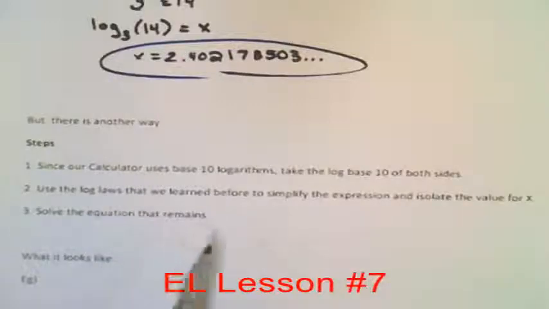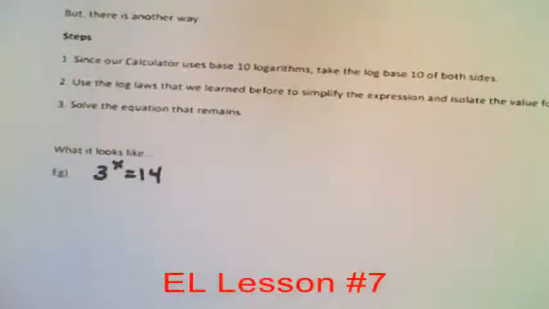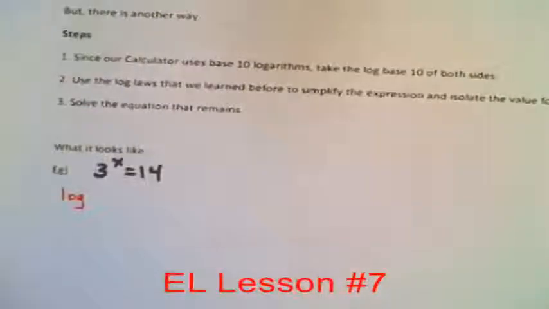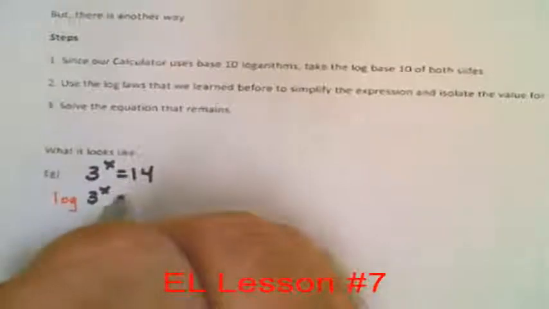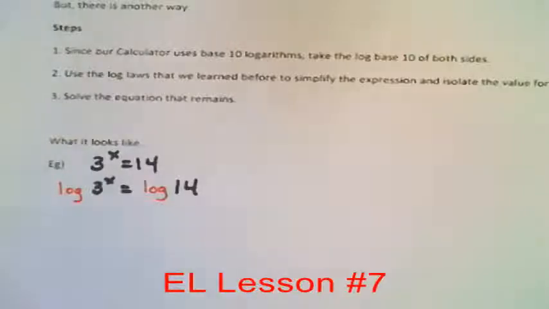Use the log laws that we learned just in the last lesson to simplify and isolate x and solve what's left over. So what this looks like is this: if I have 3 to the power of x equals 14, rather than doing the conversion, I say, well, I can't do anything here, so I'm going to take the log base 10 of both sides. So I'm going to get the log base 10 of 3 to the power of x equals the log base 10 of 14. I just do the log of both sides, and the reason I can do that is whatever I do to one side I have to do to the other. So since I took the log of one side, I'll take the log of the other.